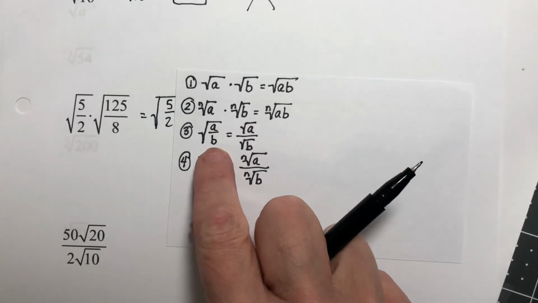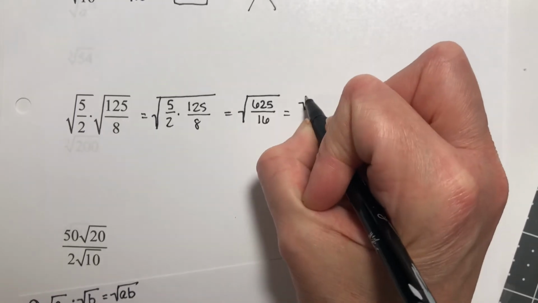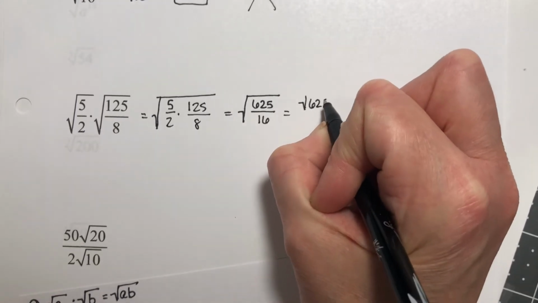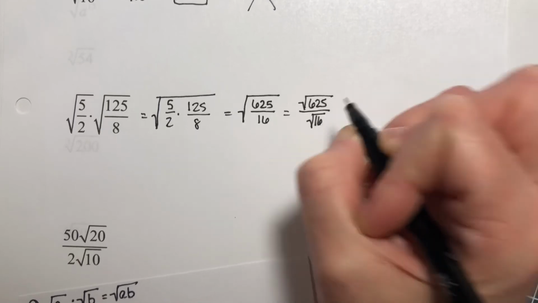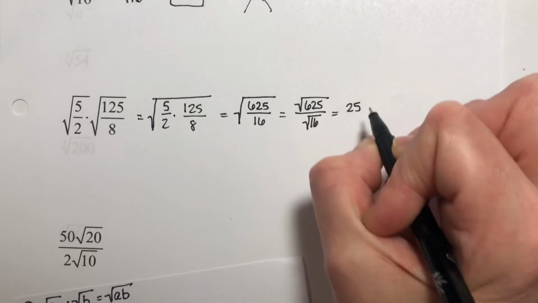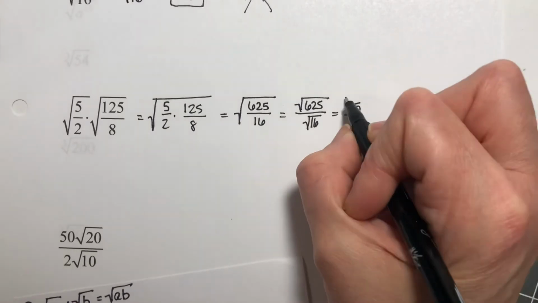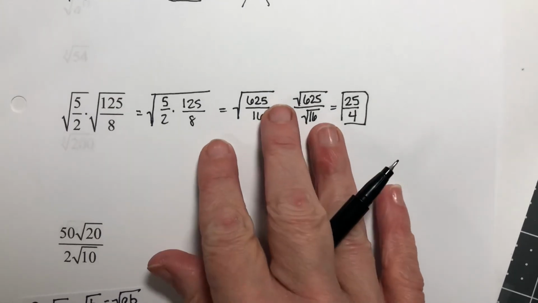Now use this fraction property and split it up into the root of the top over the root of the bottom. The square root of 625 over the square root of 16. The square root of 625 is 25. The square root of 16 is 4. Your answer is 25 over 4. All right, let's do one more here before I go to the next part.